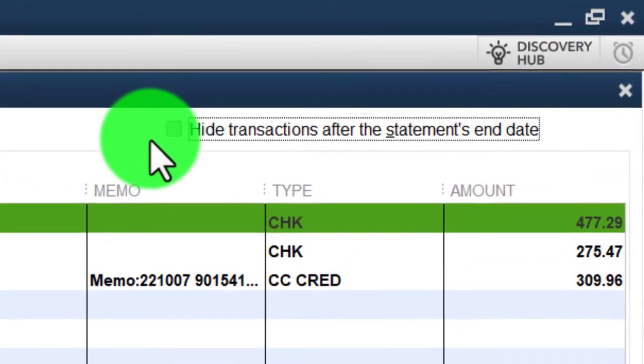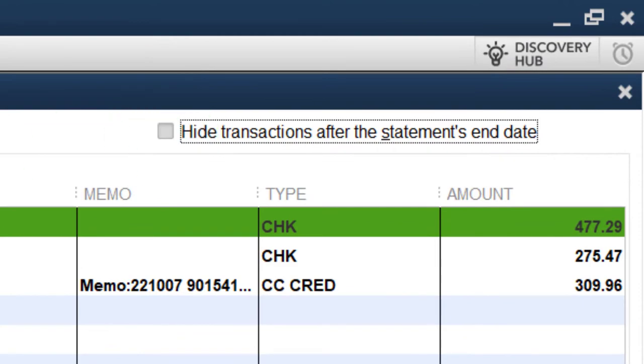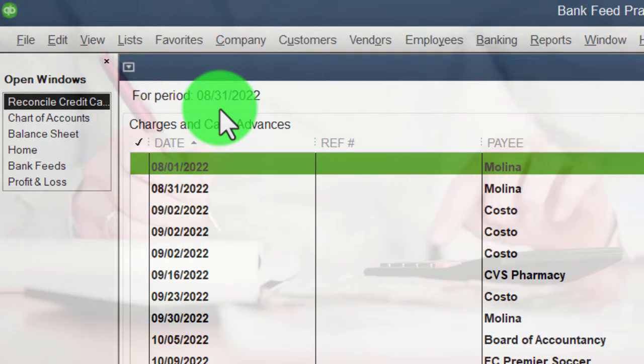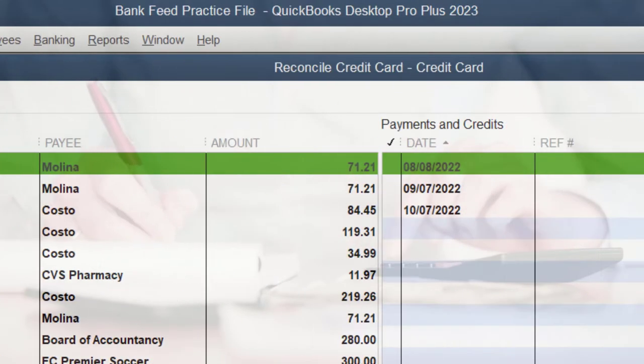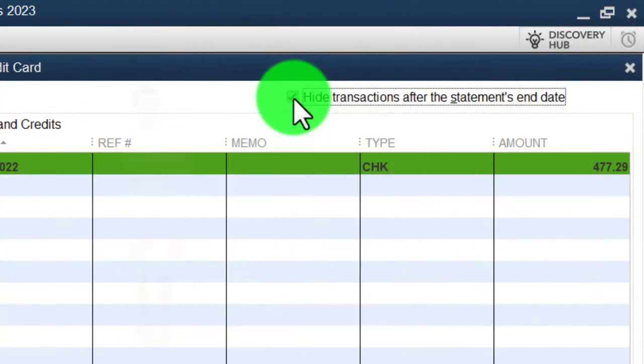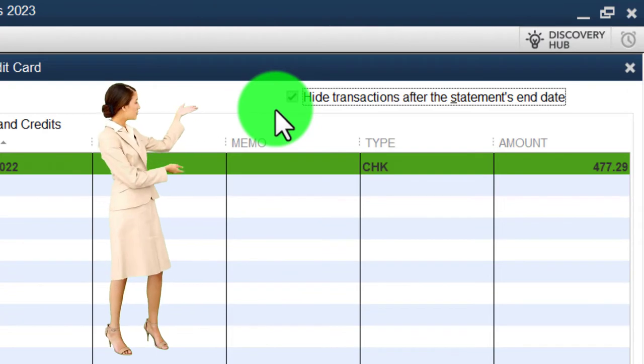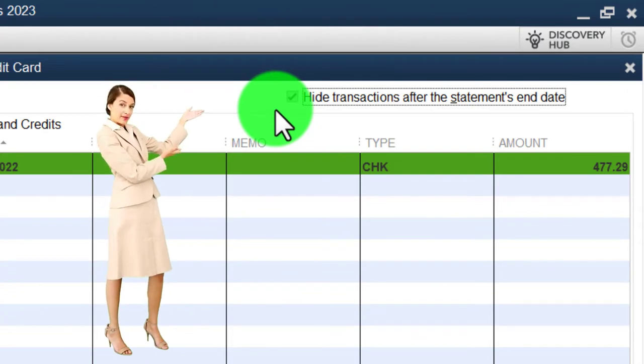And then I'd like to hide everything after the financial statement date. If you're entering multiple bank reconciliations, this is quite useful because if you were to enter the transactions first, there's no way it could have cleared the bank after you entered the transactions. And if you're just getting the information from the bank, then the dates are going to be applicable here. So I can hide everything after the month I'm working in, which makes it a lot easier to work with.